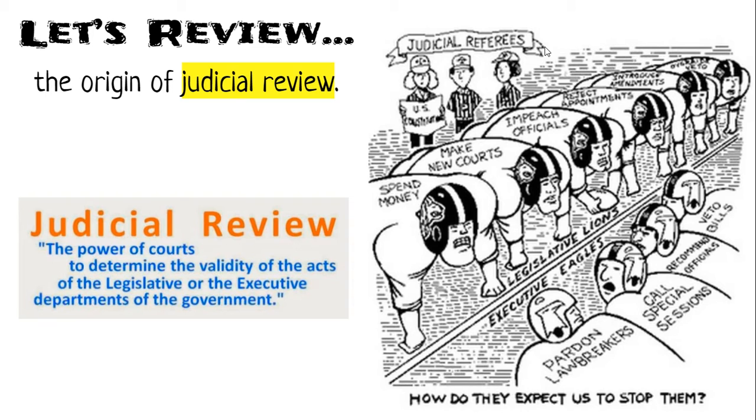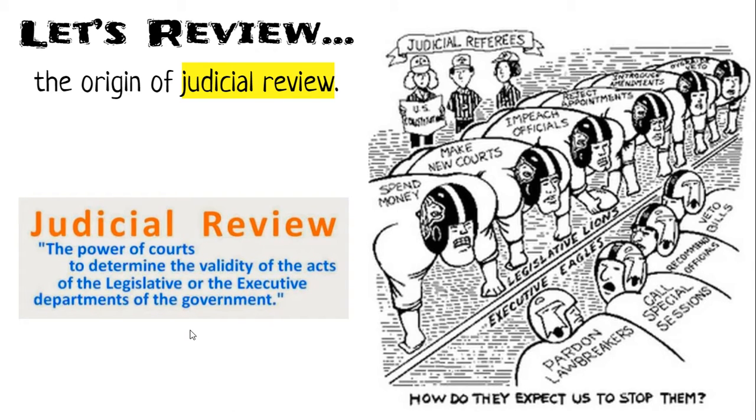And then off to the backside, we see the judicial referees in the background. And we see judicial. We know that this is the Supreme Court. And they're holding in their hands a booklet or a piece of paper that says U.S. Constitution. Let's look at our definition of judicial review, and then we'll apply that knowledge to the cartoon.